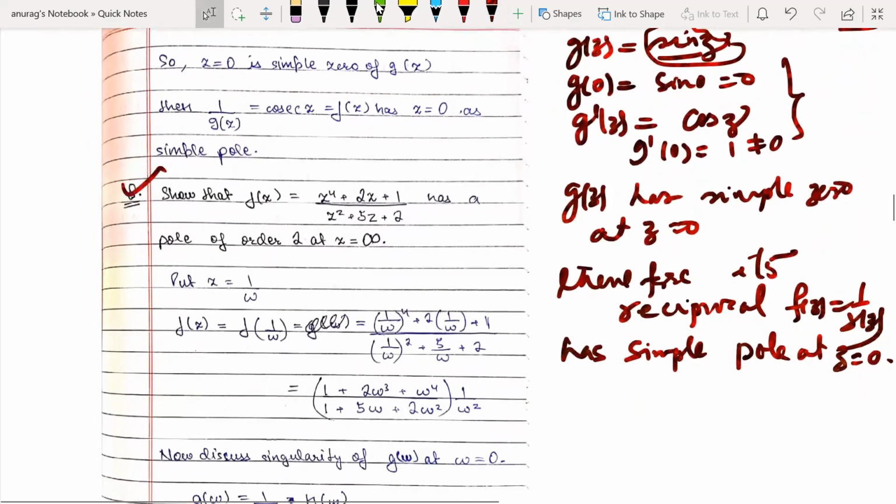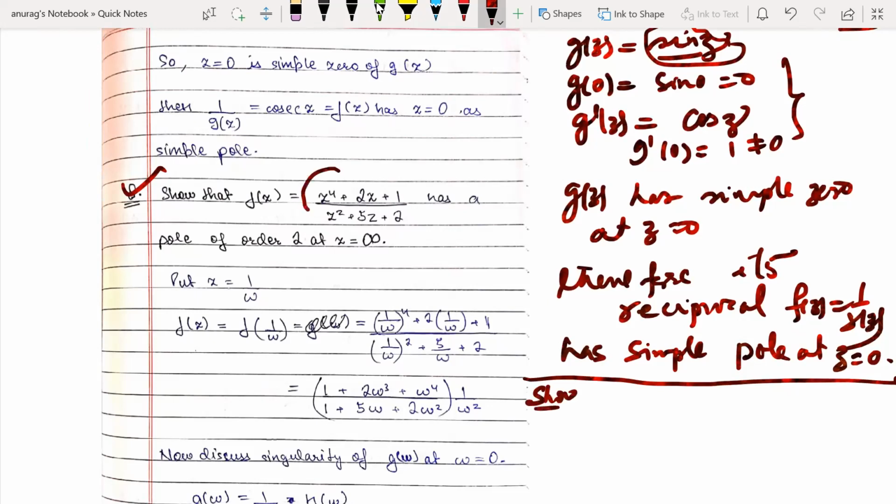Now I told you the last part in lecture 12, how to find the residue at z equal to infinity. So I'm going to solve one problem here. Show that (z to the power 4 plus 2z plus 1) upon (z square plus 5z plus 2) has a pole of order 2 at z equal to infinity. Whenever the question is asked for z equal to infinity, then only you try; otherwise no need to find the residue at z equal to infinity.